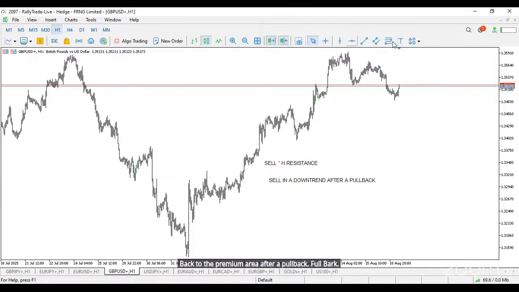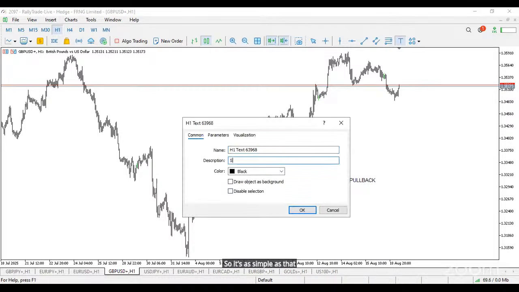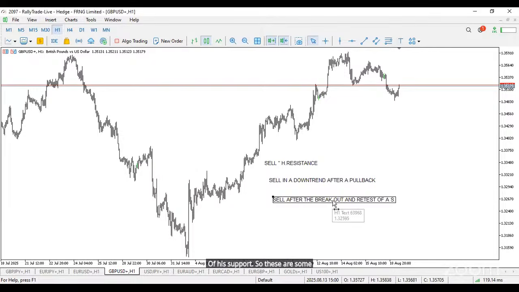Or the third one is you can sell after the break and retest of the support. It's as simple as that. So you can also decide to sell after the breakout and retest of a support. So these are some basic price action reasons to sell.